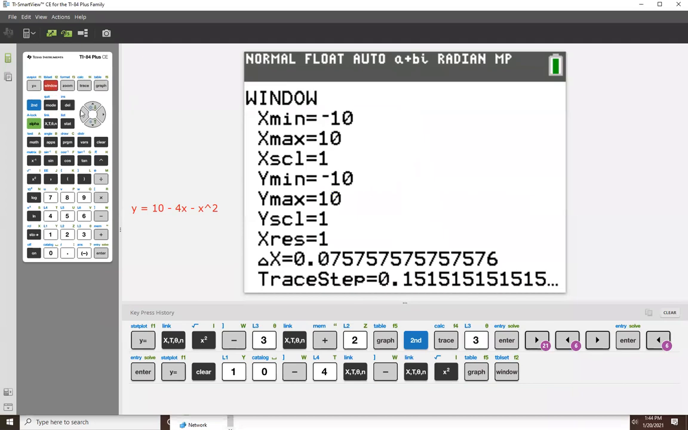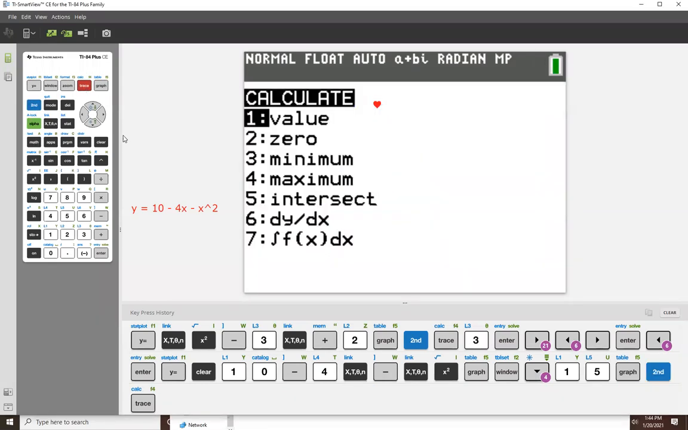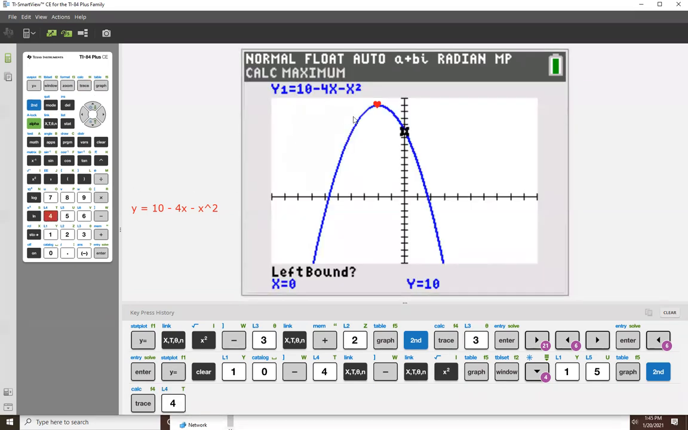So I'll go to Window, and I'm going to push up my Y max to 15, which ought to be enough, I would think. Okay, so I can see that guy there. All right, and there is the high point, because we all love a heart. Let's see. So we'll go second trace. And this time, instead of minimum, we want maximum, because this point is the highest point on the parabola.